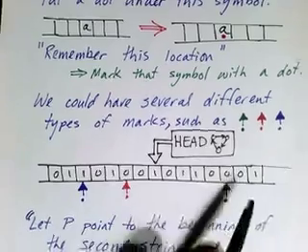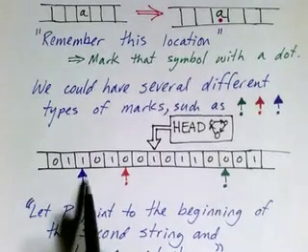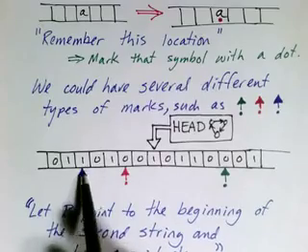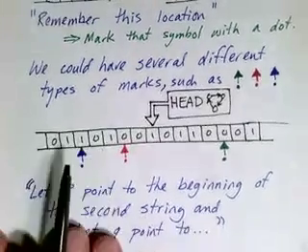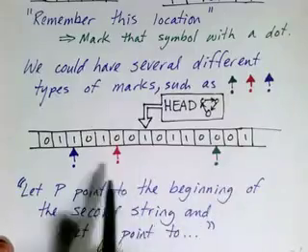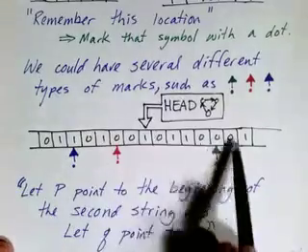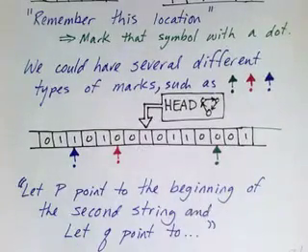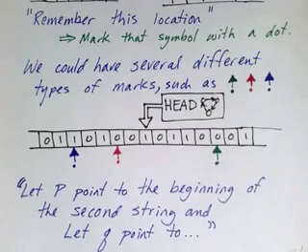And so we might use these things as sort of like pointers. If we want to mark this symbol as something of particular interest, we might say, let P point to the beginning of the second string, and let Q point to something else on the tape. Using our techniques of marks, we can implement that using the primitives of the Turing machine.